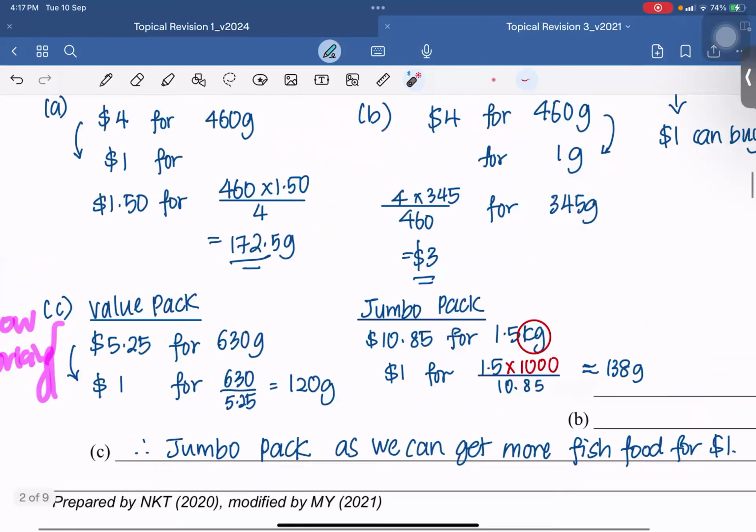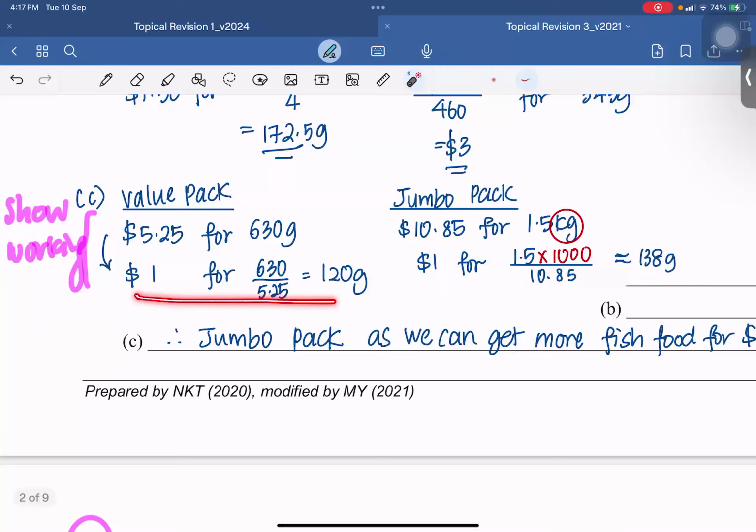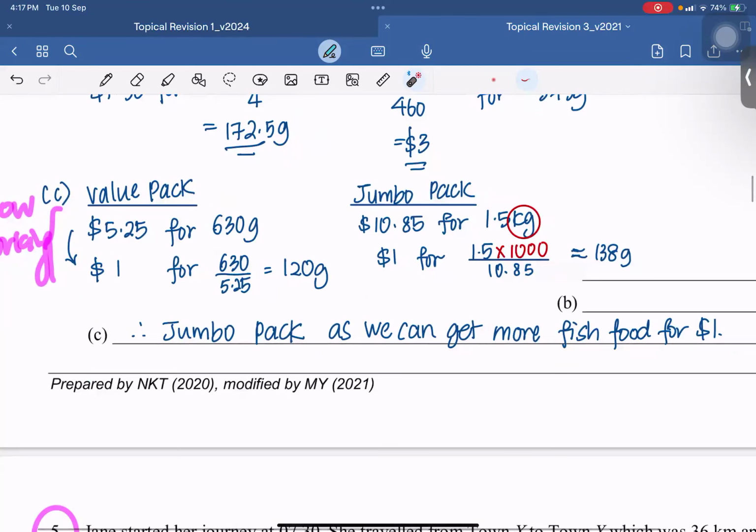The question over here asks me, show your reasons clearly. So I need to state my working as part of my reason and explain. It will get me more fish food per dollar. Okay? Y'all check this answer. If you're okay with it, you give me a thumbs up, then I'll continue with the lesson.